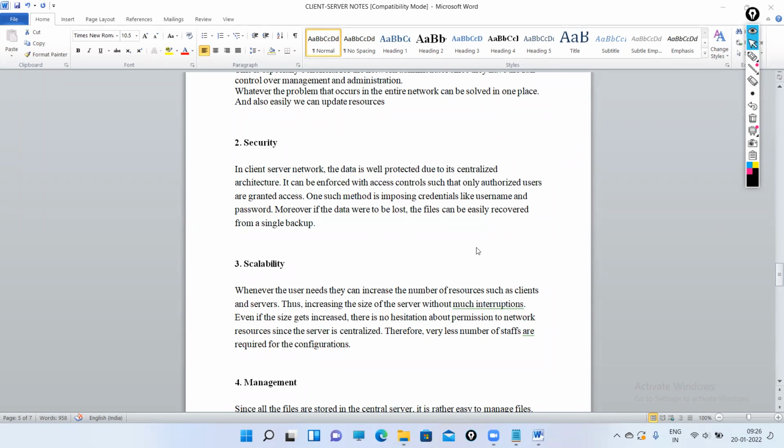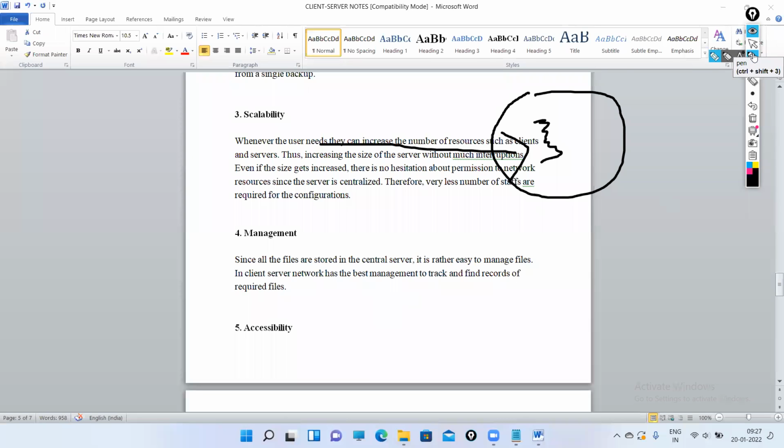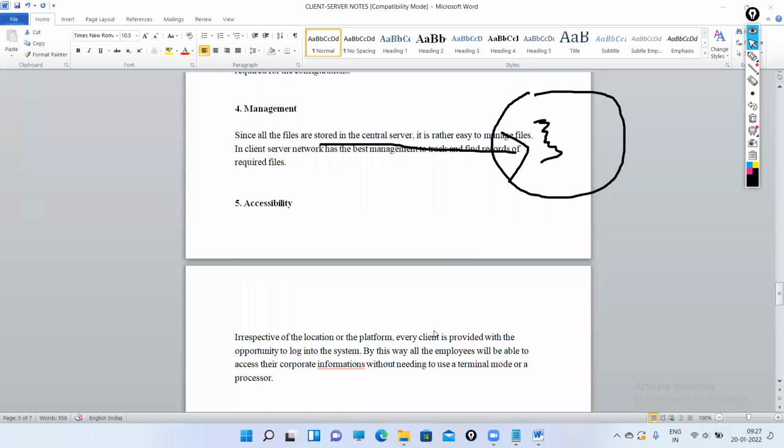Next, number 4, management. Management means all files are available in a single location only. That's why we can easily manage those files. All files are stored in the central server. That's why we can easily manage the entire file system, the entire files. Okay? Next, the last one.